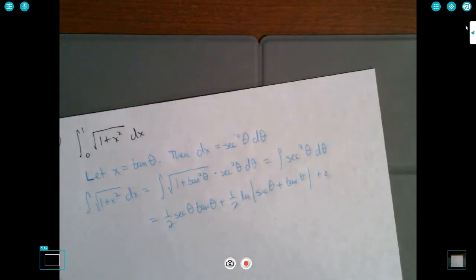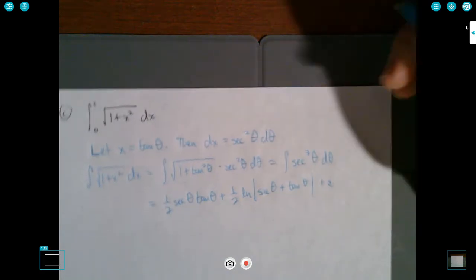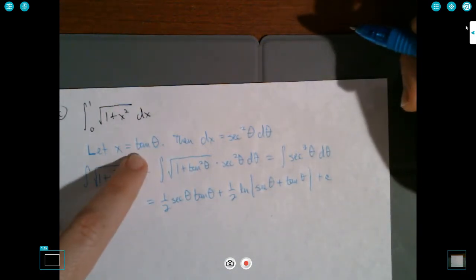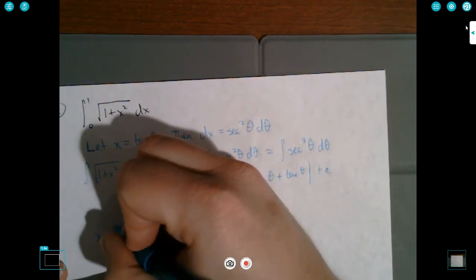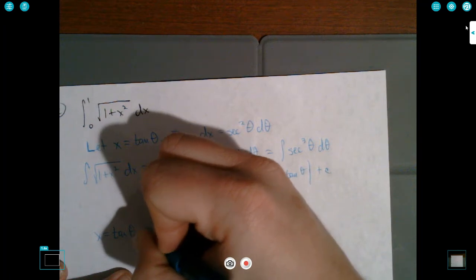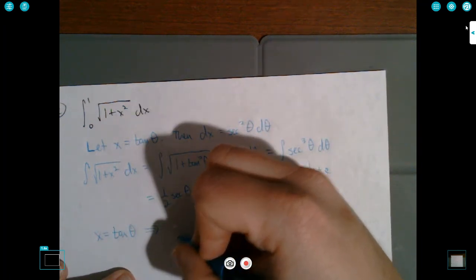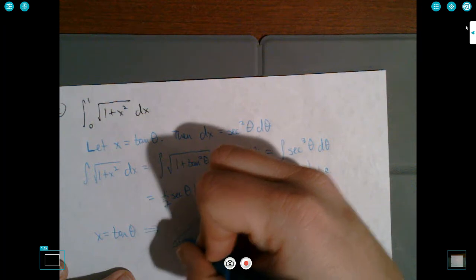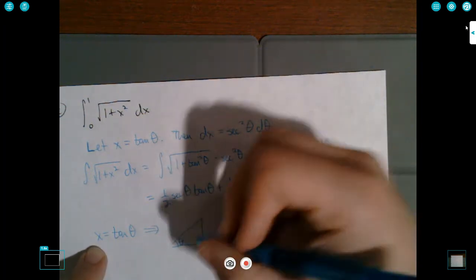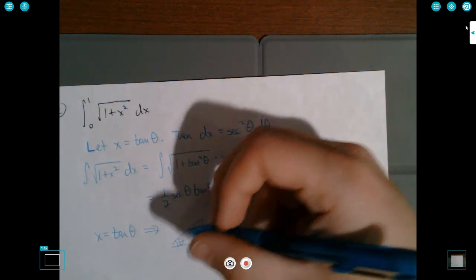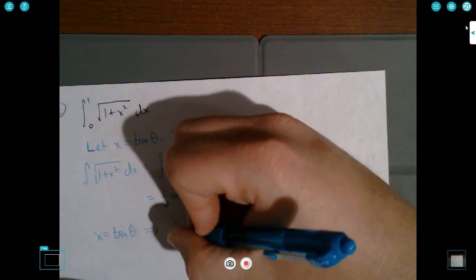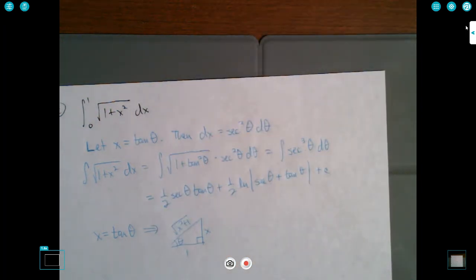Holy schmoly, that's a long answer, right? And we're still not done, because if we want to get it in terms of x, then we have some more work to do. So if tangent theta equals x, so we'll say x equals tangent theta, this implies this kind of triangle. So theta, and tangent theta is opposite over adjacent. x squared plus 1 squared equals hypotenuse squared. So the hypotenuse is going to be the square root of x squared plus 1.